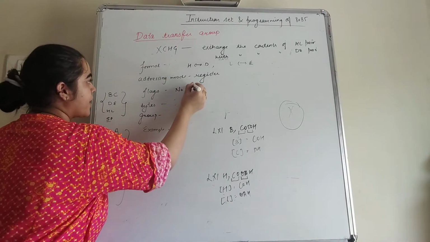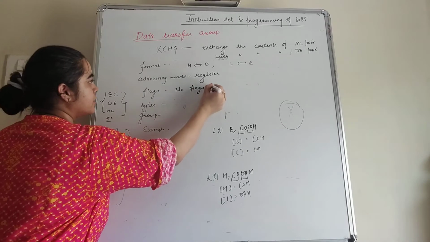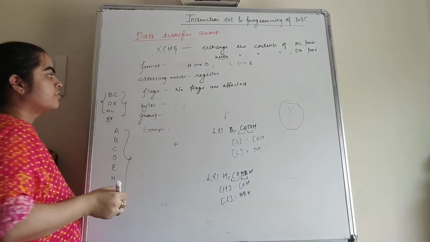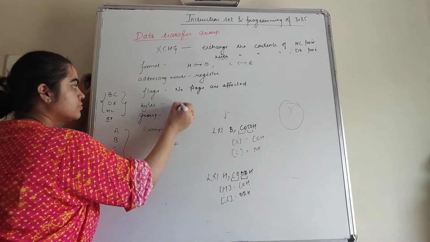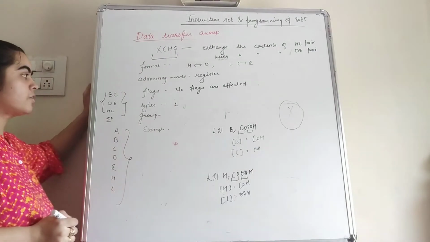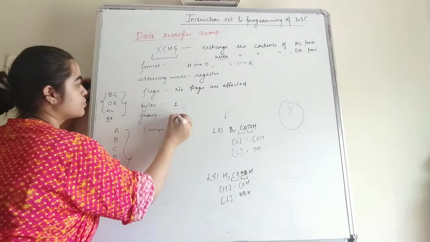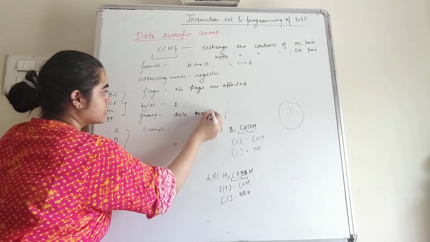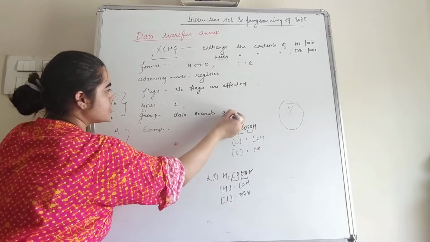Flags. No flag will be affected because we are only exchanging the values among the different registers. This will occupy only 1 byte of instruction because nothing is given after the opcode. Next is the group. The group of this instruction is the data transfer group.